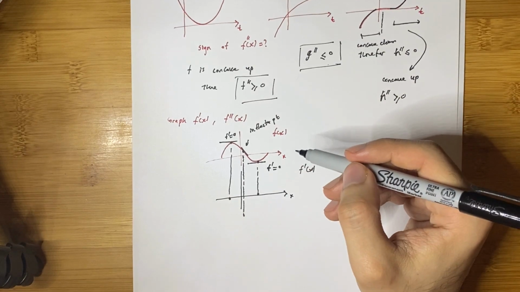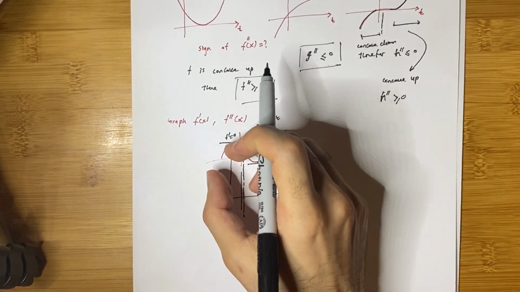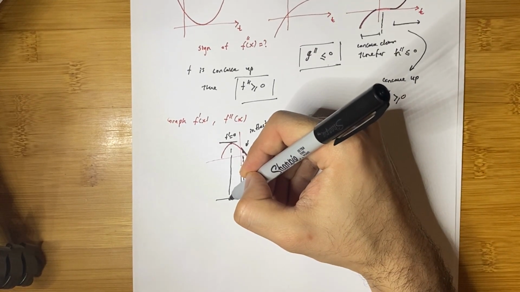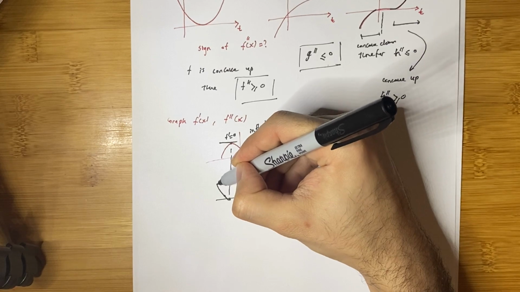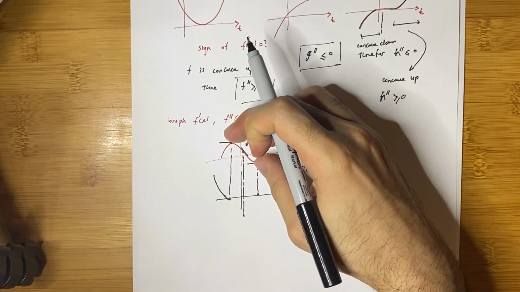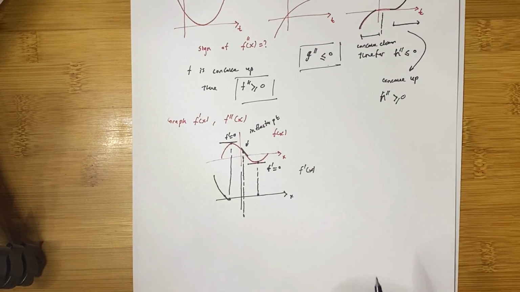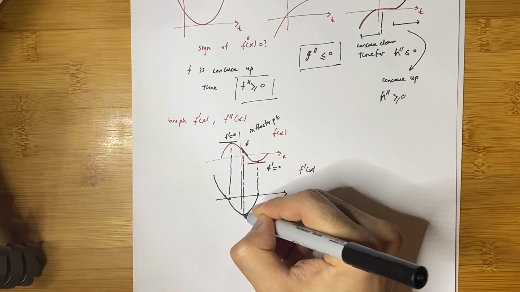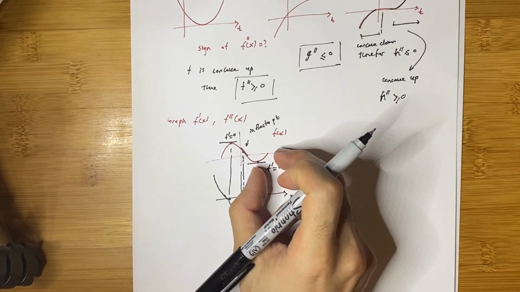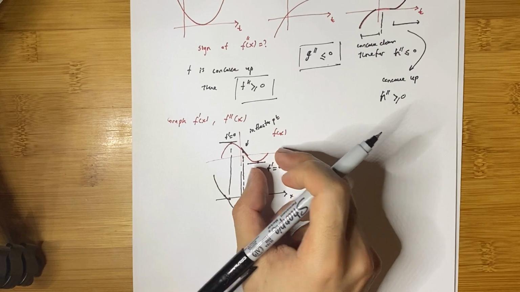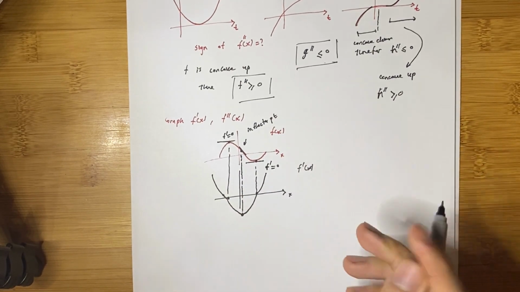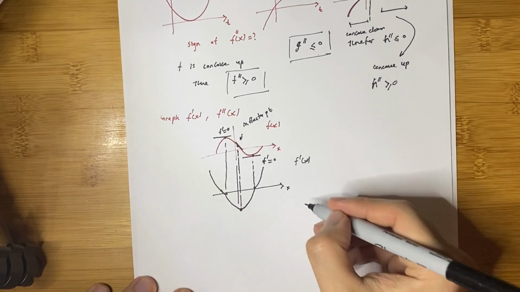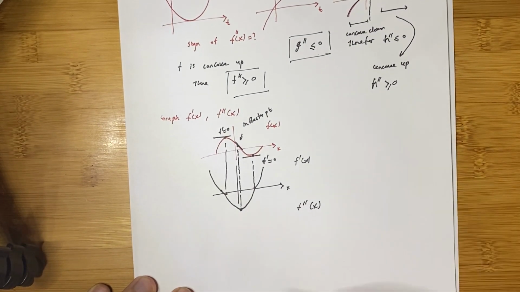So what that tells us is that the slope here is positive. It's going up, so it's going to be above the x-axis, and from here to here it's going to be negative since the slope is decreasing. And then from this point to this point the slope is increasing. So f prime of x would be something similar to this function. Now let's jump to drawing f double prime of x.